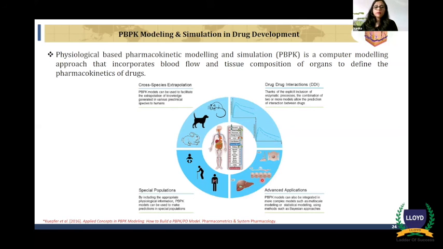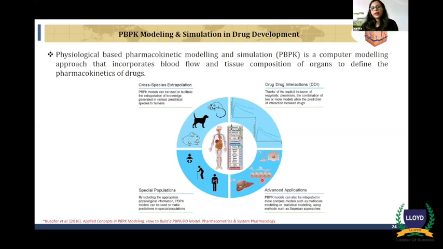So basically, if we talk about classical pharmacokinetics, in that case, we assume that the drug is uniformly distributed throughout the body, and the elimination of the drug could be defined by a rate constant, which would stay the same. However, that is not the case. Most of the time, the physiology of the body, including the blood flow, the tissue composition of the organs, as well as the abundance of the enzymes and the transporters which are available, really has an effect to define the pharmacokinetics of the drugs.